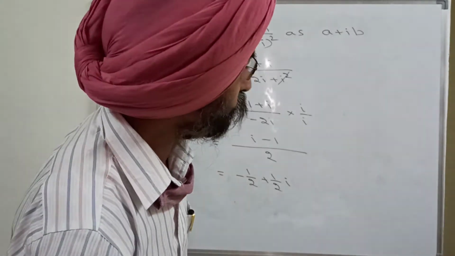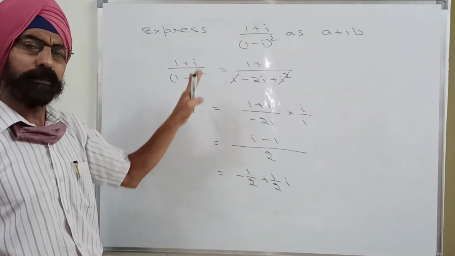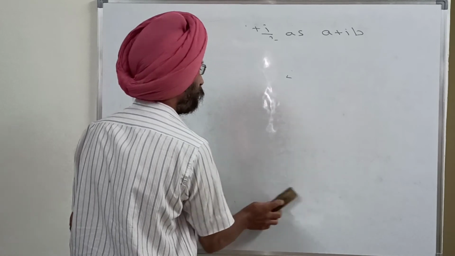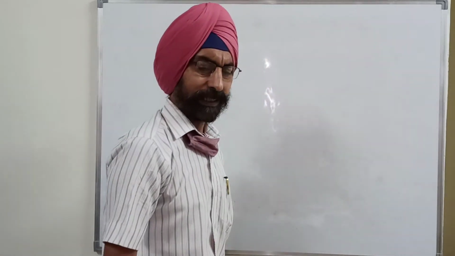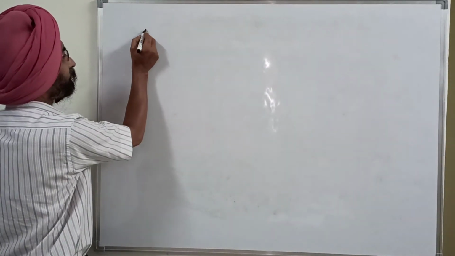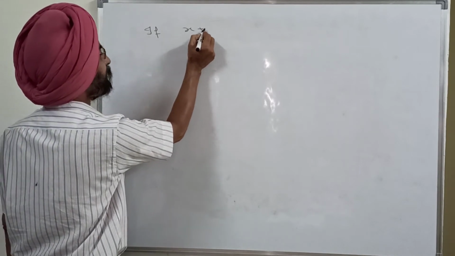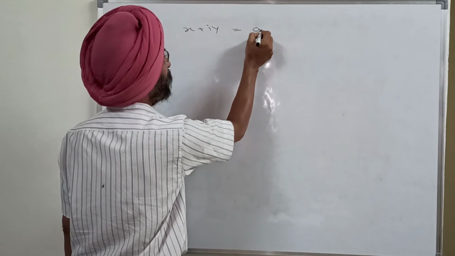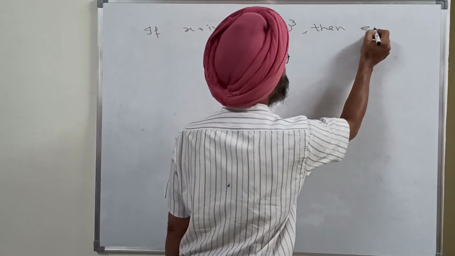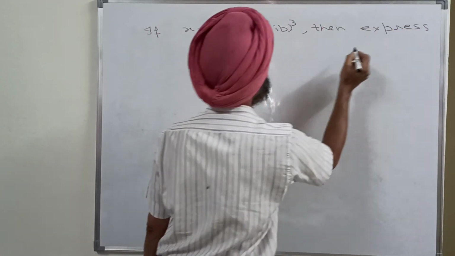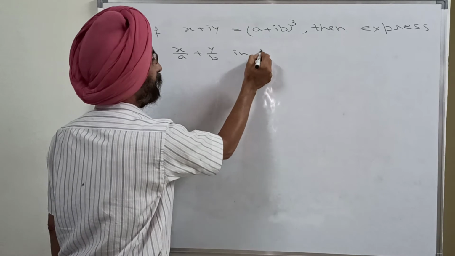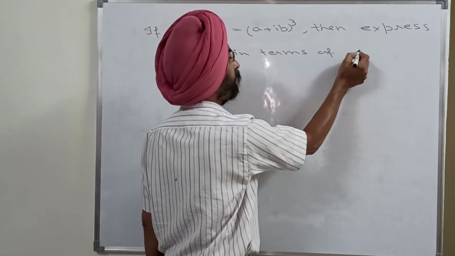I am doing a little bit simple questions now to make you handy on questions of complex numbers and quadratic equations. So another simple question I am going to take. If x plus iota y is equal to a plus iota b cube, then express x upon a plus y upon b in terms of a and b.